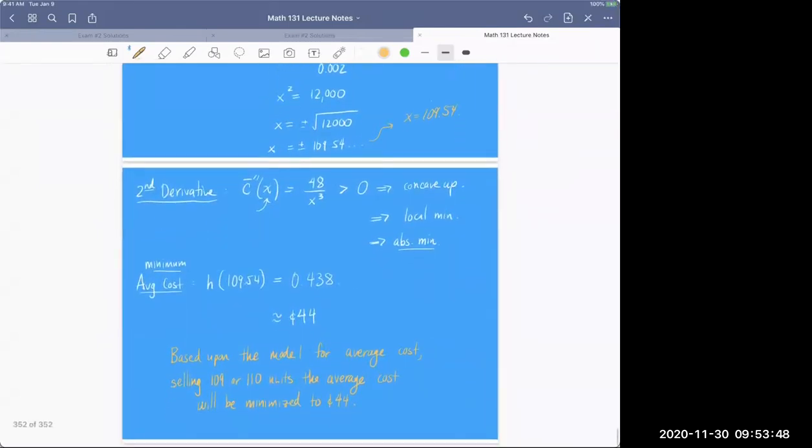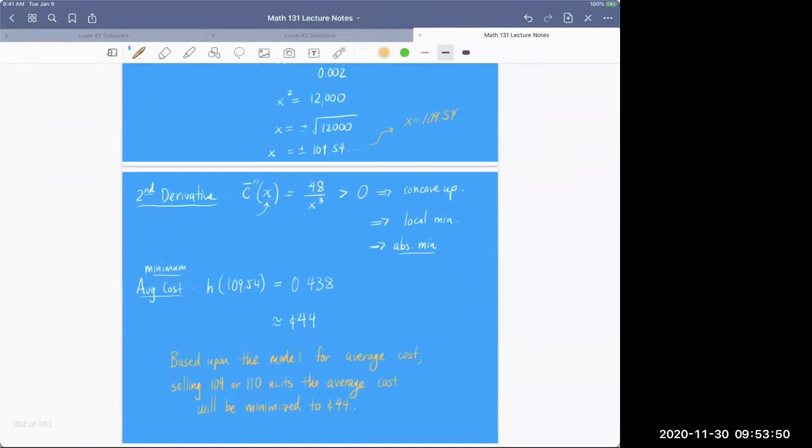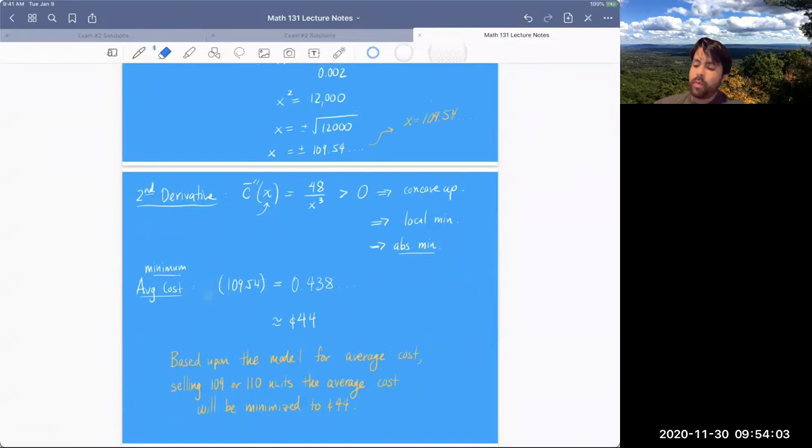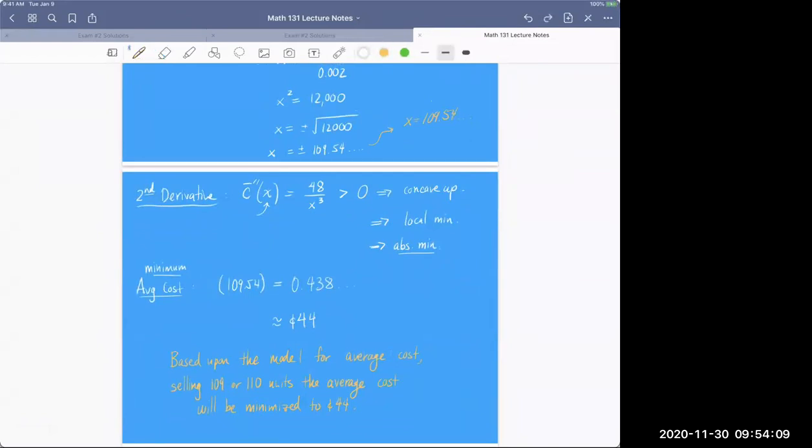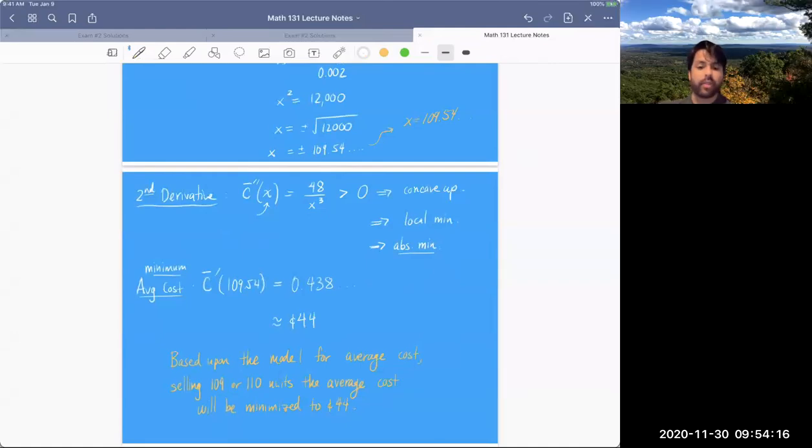So in this particular problem, if we didn't have the calculator, we would plug 109.54 into the average cost function, not the total cost function they gave in the beginning. Sorry, this should be C prime. That's what threw me off a little bit. We're doing so much height that I was thinking of height again. No, this is the minimum average cost. So the average cost is around 44 cents per unit if we were to sell 109 or 110 units.